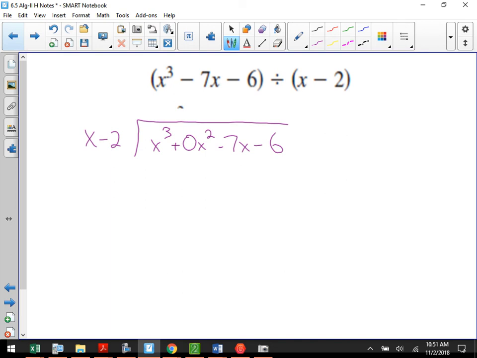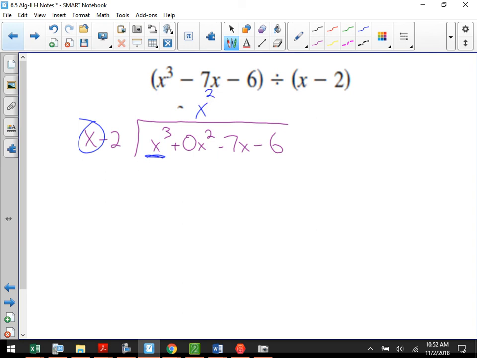So here's what you're going to want to do. What is the leading term of what we're trying to divide into? X to the third. What am I dividing it by? X minus 2. So when you're doing this stuff, you're trying to eliminate the first term every time. So you have to think, what do you multiply x by to turn it into an x cubed? X squared. So whatever exponent I have to multiply by to start with, that's where I place it above the symbol.